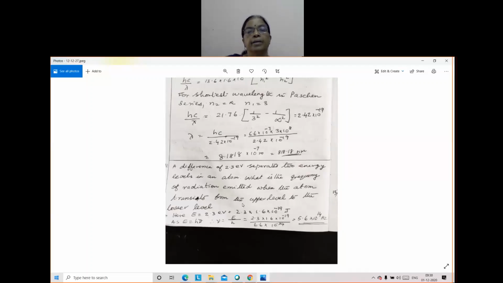A difference of 2.3 eV separates two energy levels in an atom. What is the frequency of radiation emitted when the atom transits from the upper level to the lower level? E equal to 2.3 eV, that is converted into joules. E equal to h nu, nu equal to E by h. Nu is calculated.